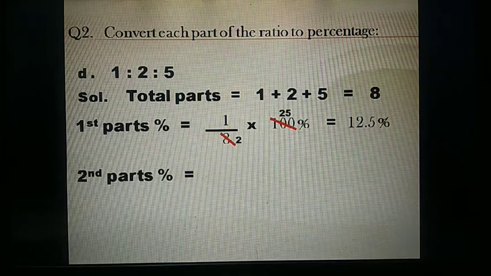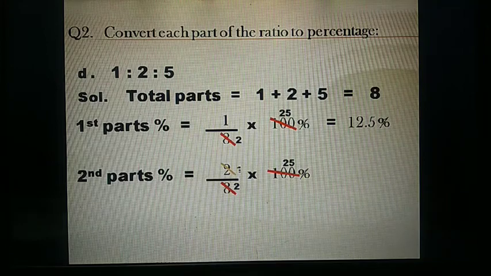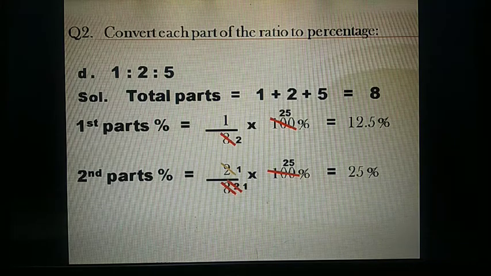Moving to the second part. Here the second part is 2, total is 8. You will get 2 upon 8 again multiplied by 100% to get the answer in percent. Perform the cancellation. Again 4 2s are 8 and this 4 25s are 100. Next 2 and this 2 will get cancelled and you will get the final answer as 25%.